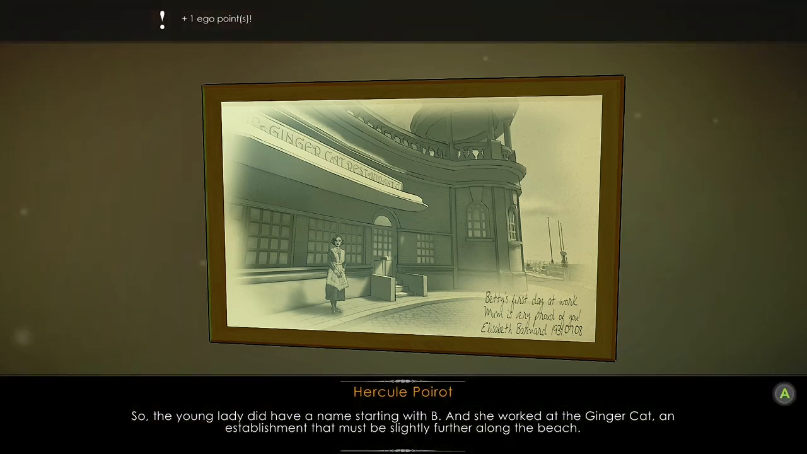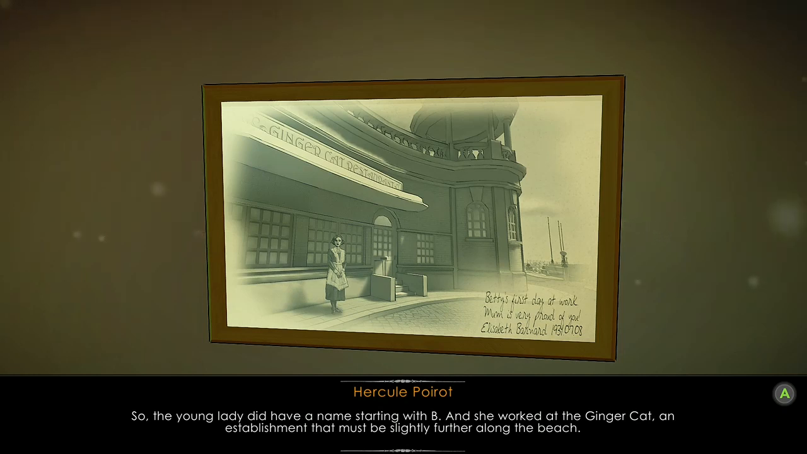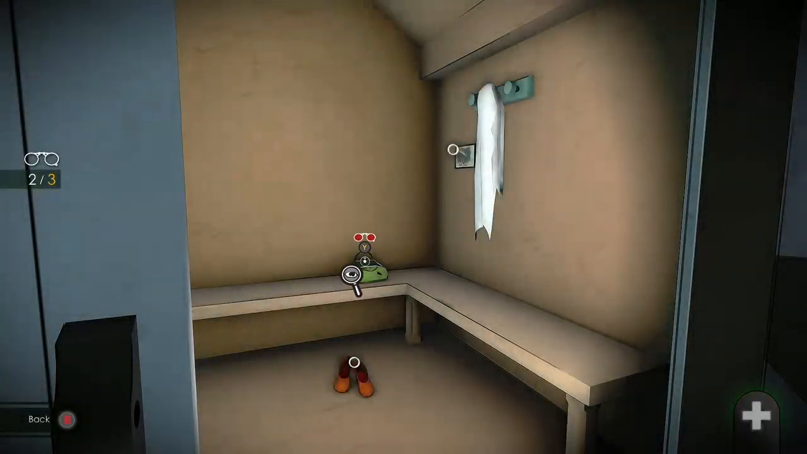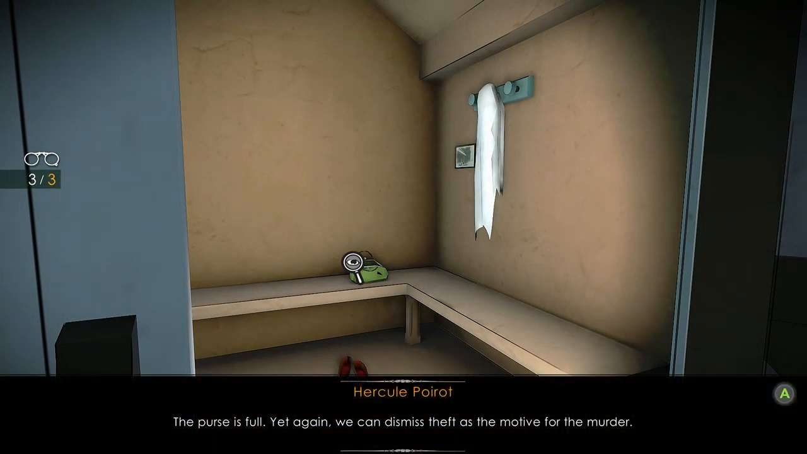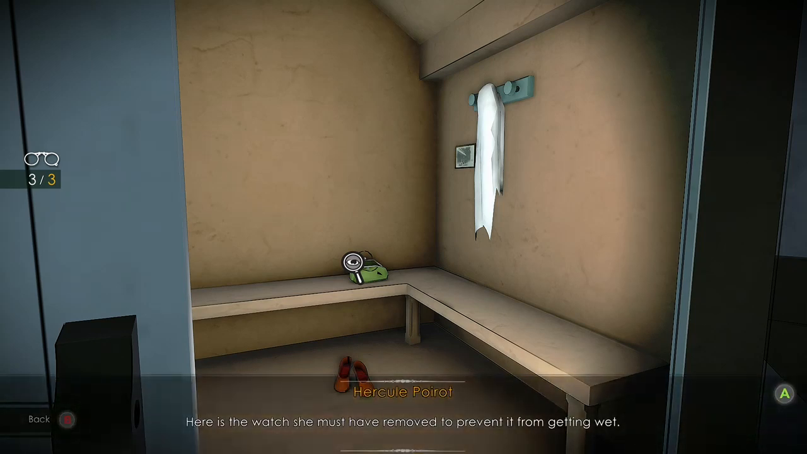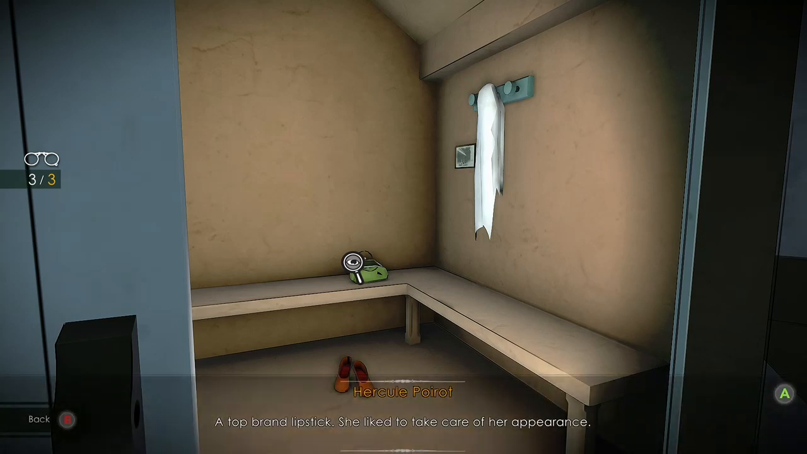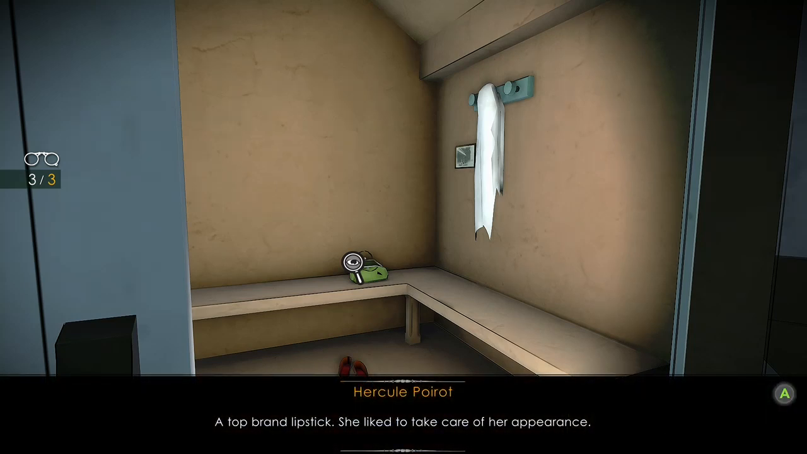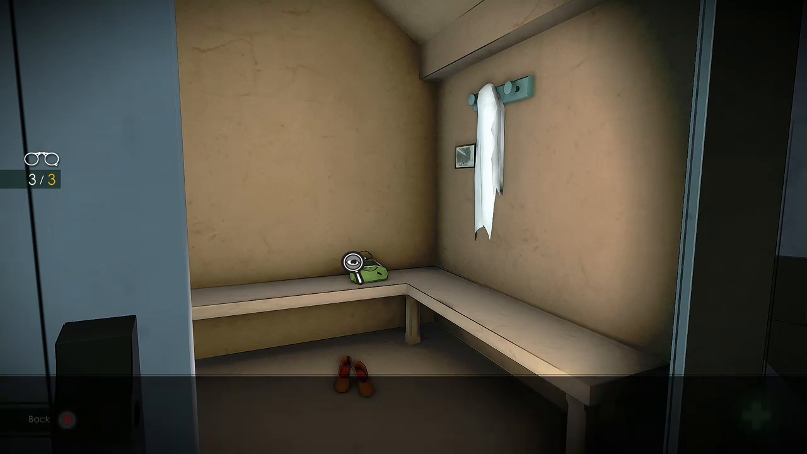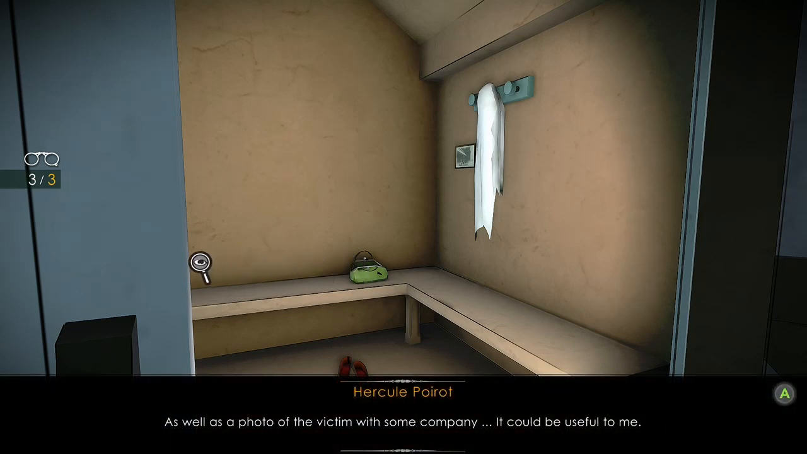So, the young lady did have a name starting with B, and she worked as a ginger cat, an establishment that must be slightly further along the beach. I was just thinking of Ugly Betty when he said the letter. The name begin with a B. Yet again, we can dismiss theft as the motive for the murder. The watch she must have removed to prevent it from getting wet. A top brand lipstick. She liked to take care of her appearance. As well as a photo of the victim with some company. It could be useful to me.